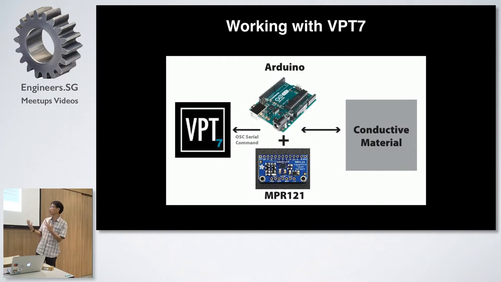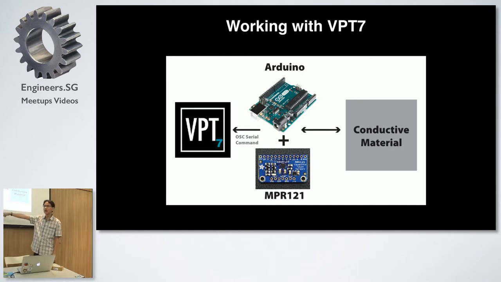So how it works is that you have a conductive material, and if you're interested, just Google for this chip called MPR121. You can buy it from Adafruit. It comes as a board like that, and you just need to learn very basic Arduino programming, and then send a serial command into the VPT7 software. It was actually very, very easy to get this done.